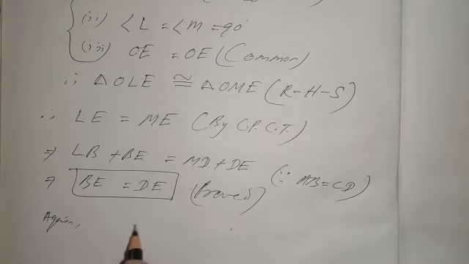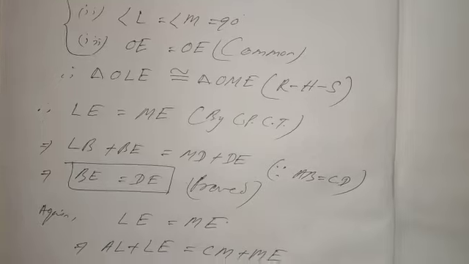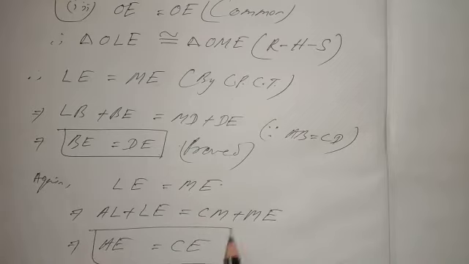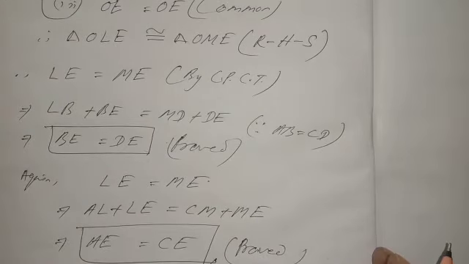Again, already you got that LE is equal to ME. Now adding AL both sides: AL plus LE. Here also you have to add CM because they are equal: CM plus ME. Now what will we get here? AL plus LE means AE, which is equal to CE. The second part is also proved. This is a very important question that I am doing for your coming unit test. Let us go to the next number.